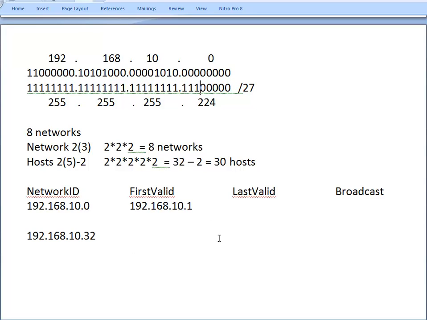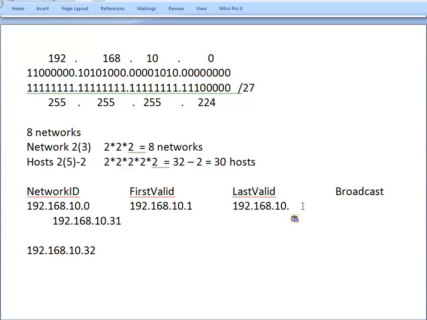Now, the last valid and the broadcast we find for the first network. The broadcast address is the network ID of the next network minus 1, so 31 in this case. And the last valid is the broadcast address minus 1, so 30 in this case. Don't forget the subnet mask is 255, 255, 255, 224. It has changed from 0. The first network is now complete.